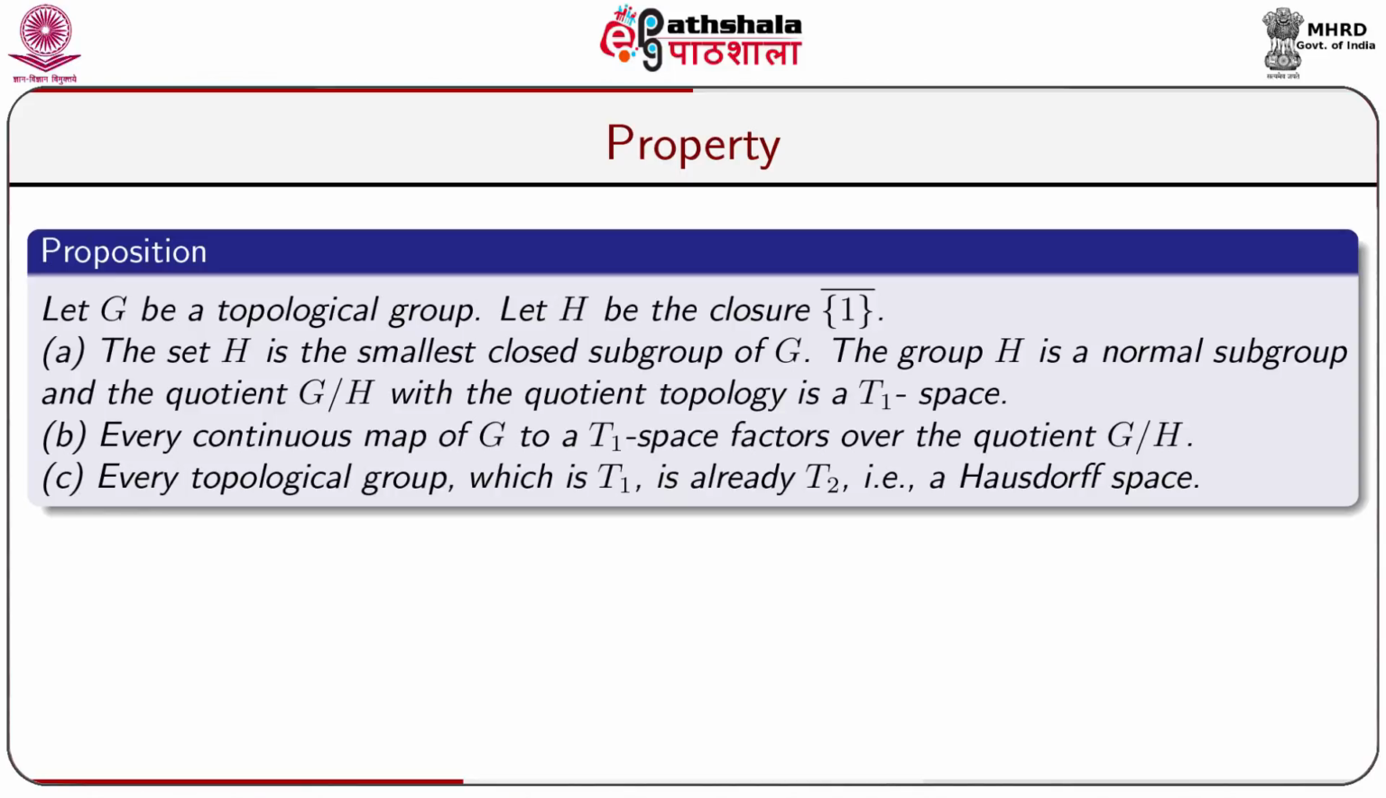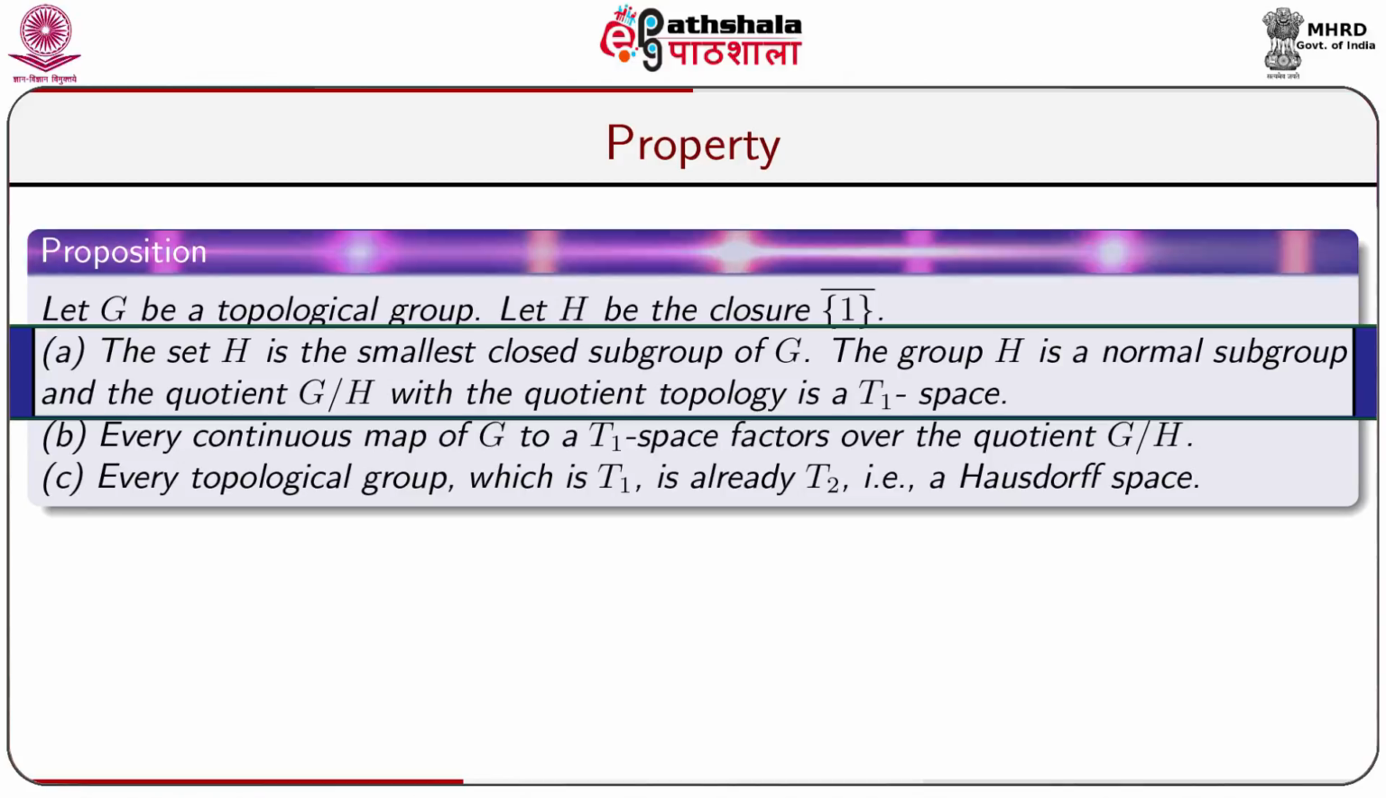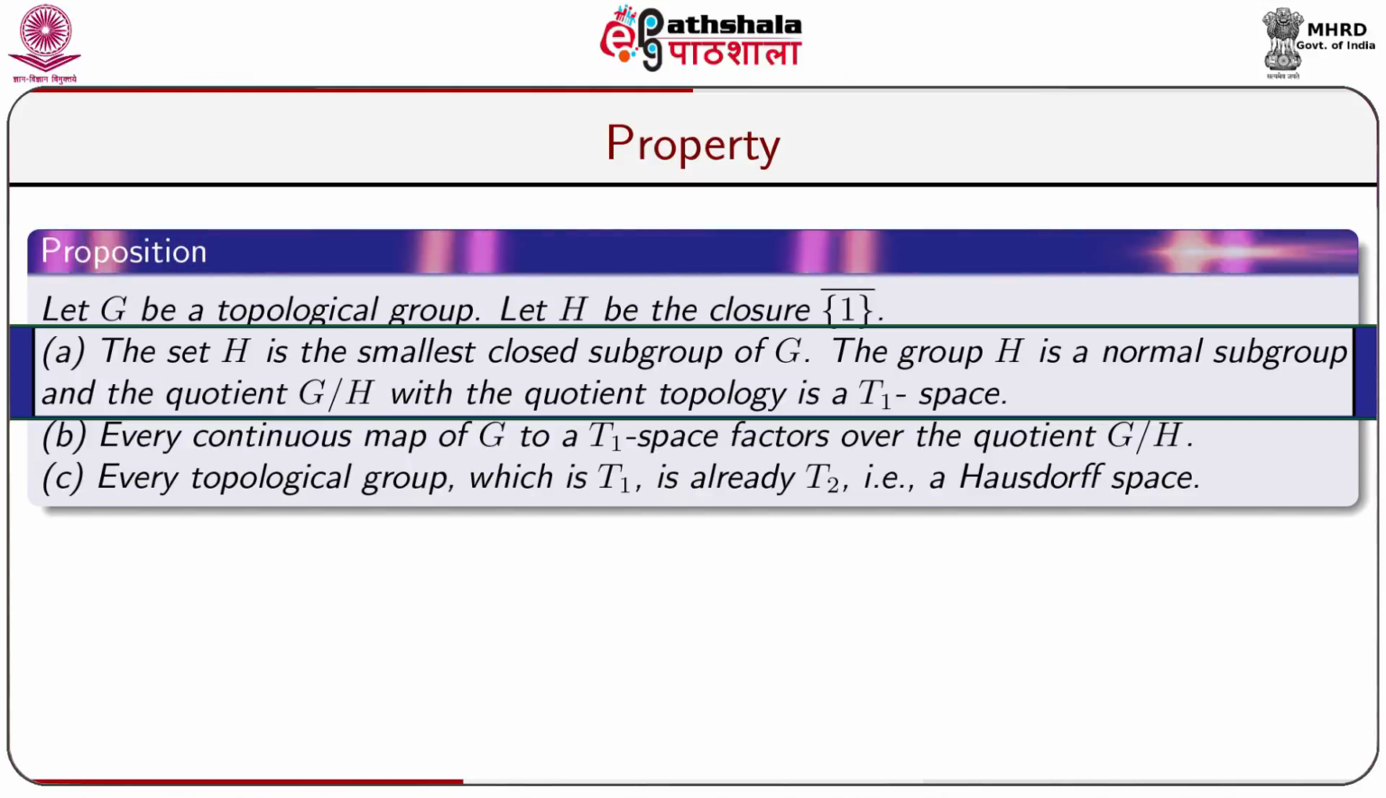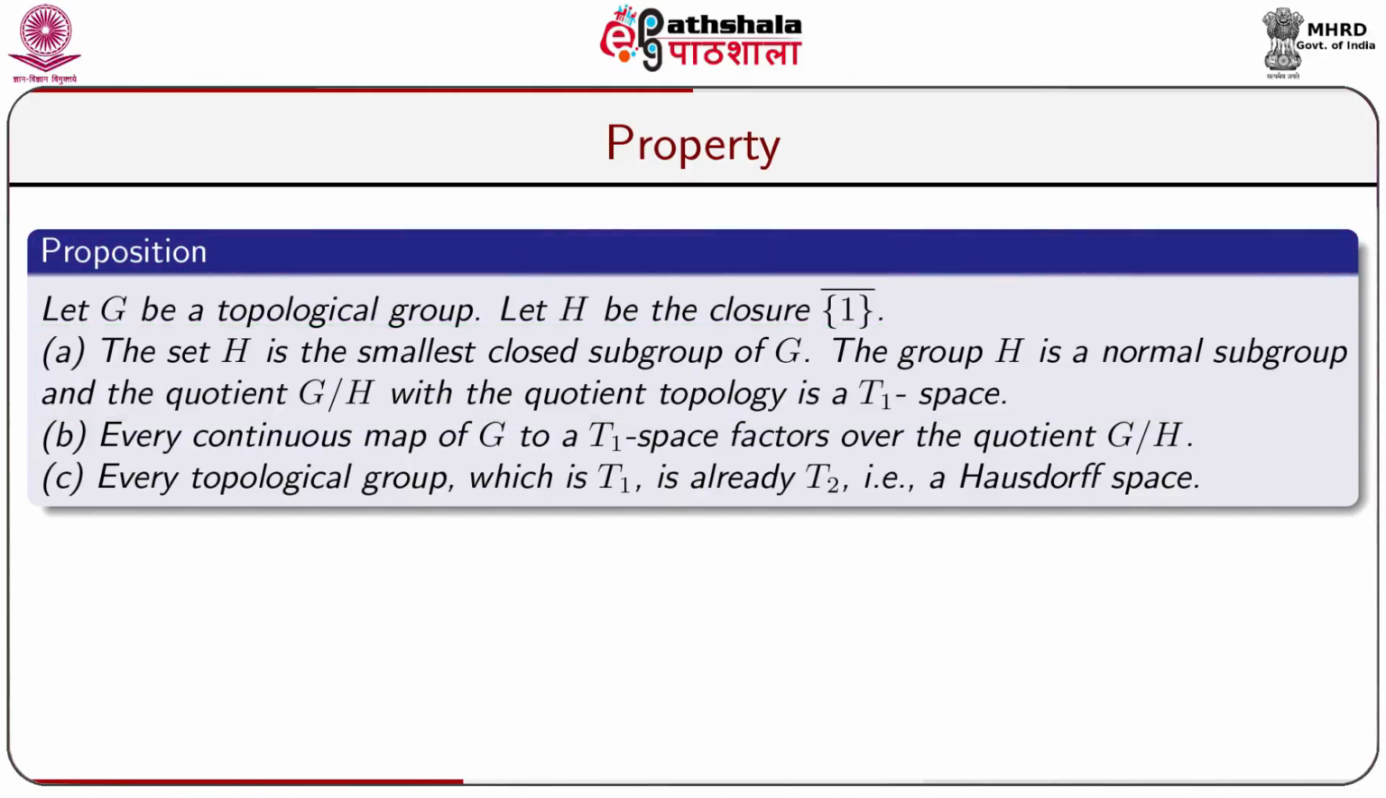Finally, we shall prove that if G is a topological group and H is the closure of the singleton set {1}, then the following hold. The set H is the smallest closed subgroup of G. The group H is a normal subgroup and the quotient G by H with the quotient topology is a T1 space. All of these results follow from the previous theorem.